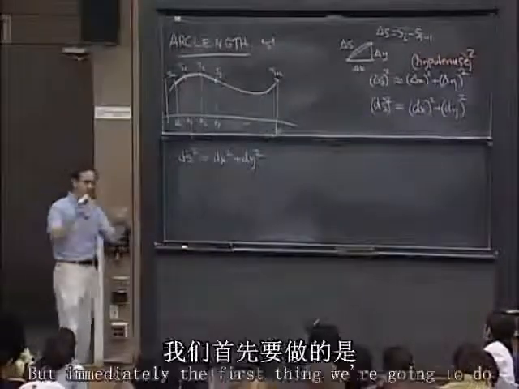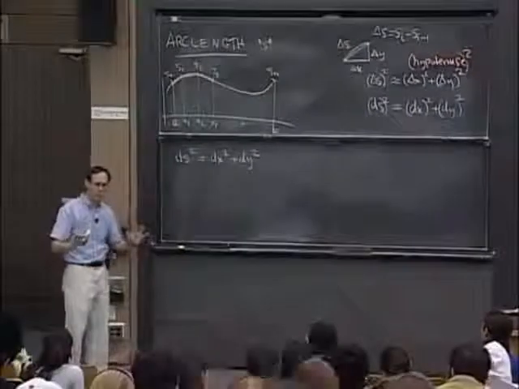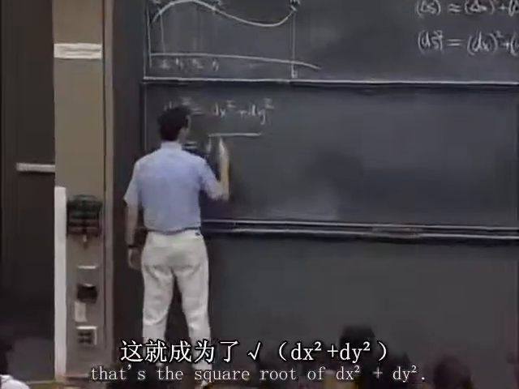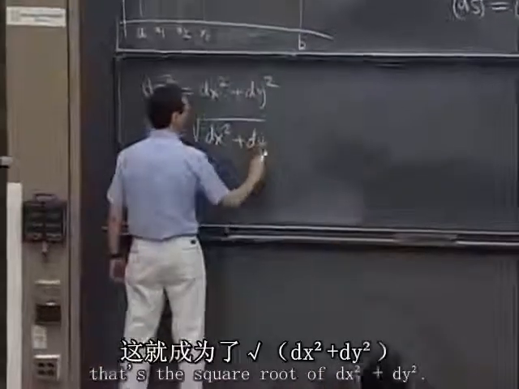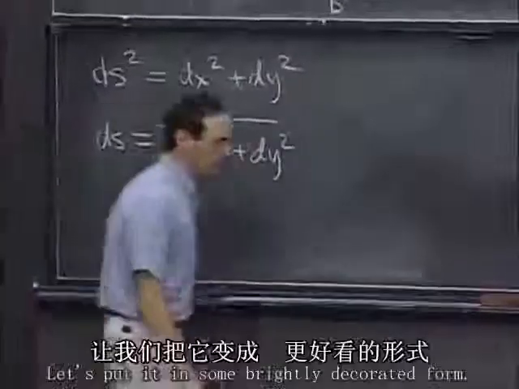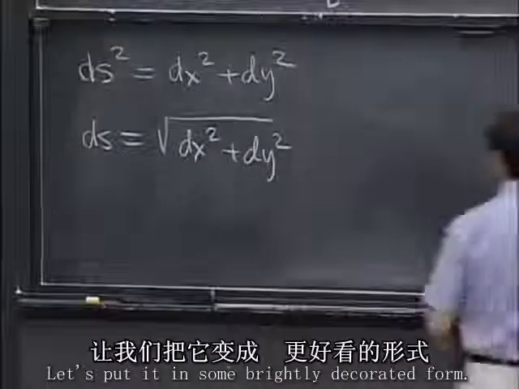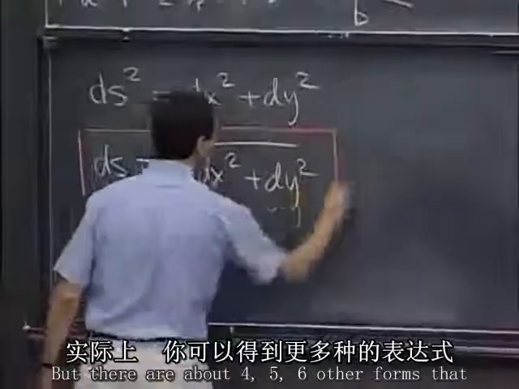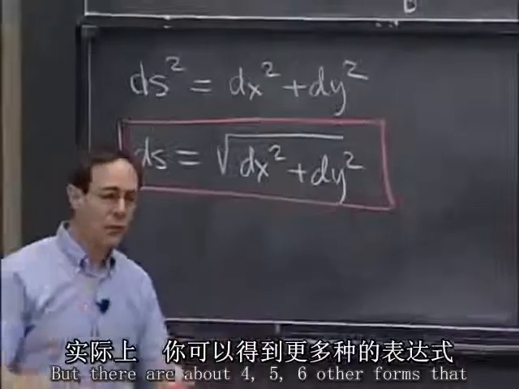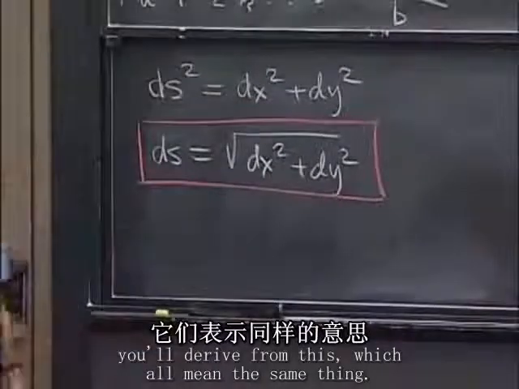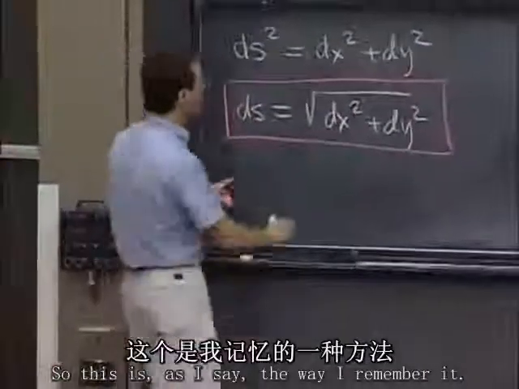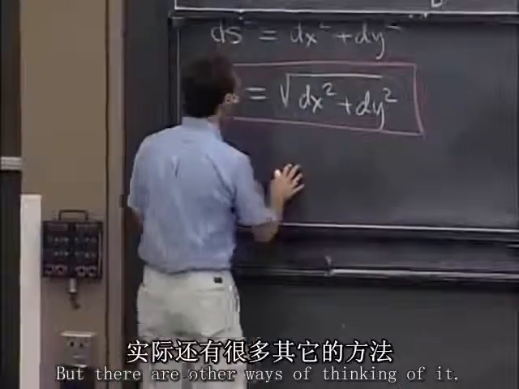But immediately, the first thing we're going to do is take the square root. If I take the square root, that's the square root of dx squared plus dy squared. And this is the form in which I always remember this formula. Let's put it in some brightly decorated form. But there are about 4, 5, 6 other forms that you'll derive from this, which all mean the same thing. So this is, as I say, the way I remember it. But there are other ways of thinking of it. And let's just write a couple of them down.